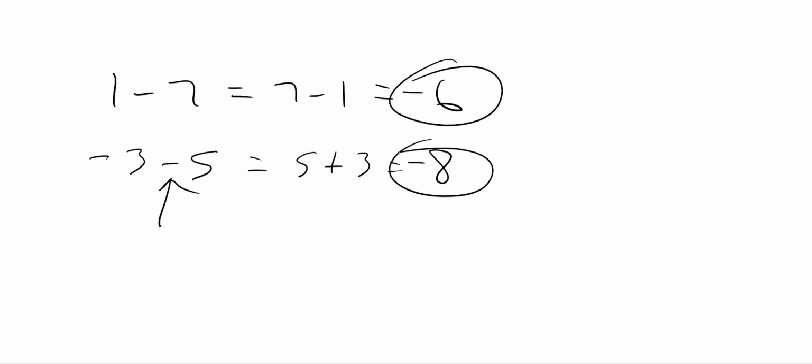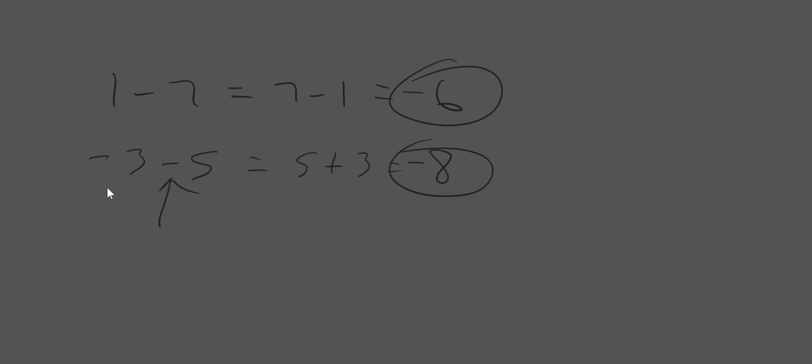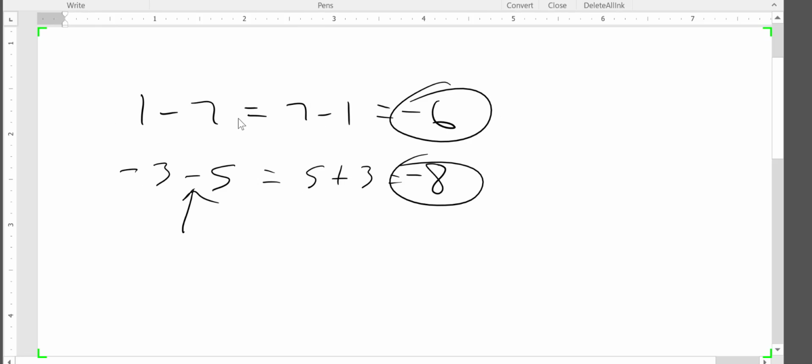Okay. Negative 3 minus 5. Opposite sign. So 5 plus 3 is 8. What's the sign of the bigger number? It's negative. The answer is negative 8. Okay, so that is adding and subtracting. I think that's pretty easy. Yeah, it's pretty easy.